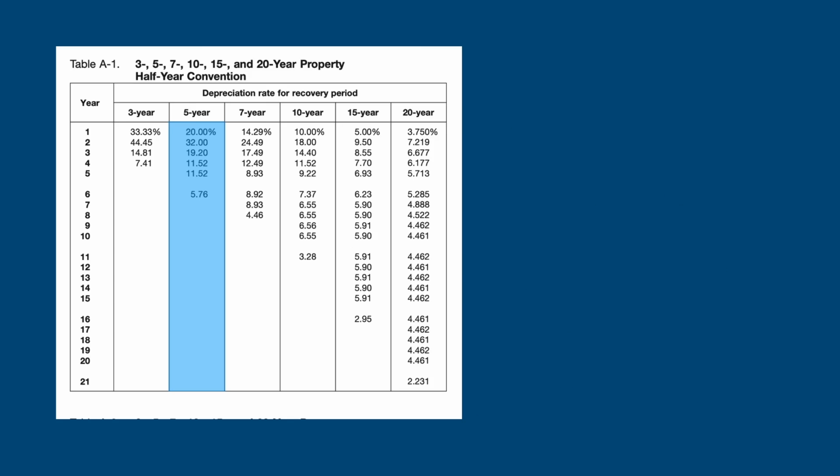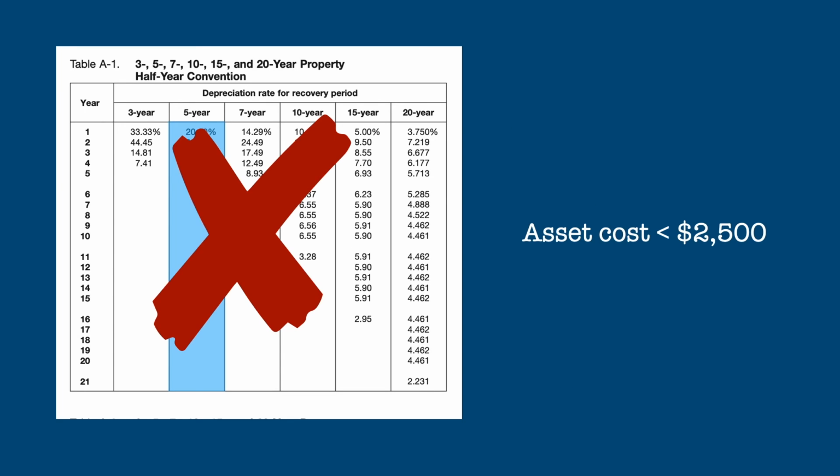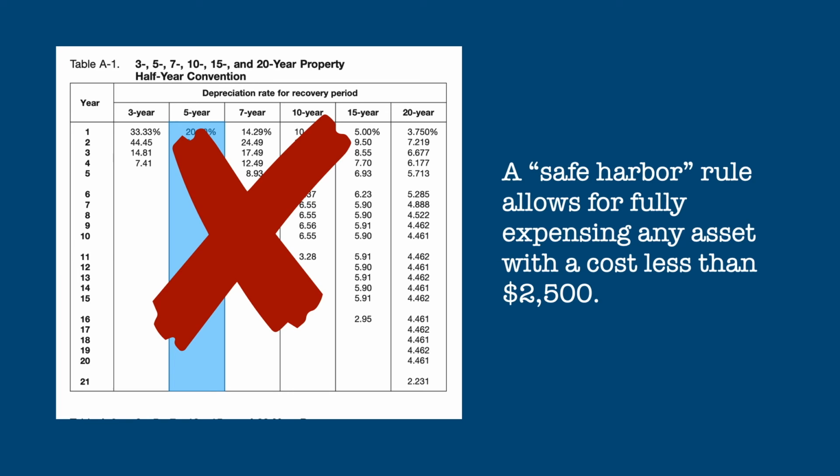But for assets with a cost of less than $2,500, you can avoid depreciation entirely. The IRS has a safe harbor rule that allows you to write off the entire cost of the asset in the year you acquire it. This is usually the best option for most landlords since it eliminates the need to keep records of the smaller assets you purchase.